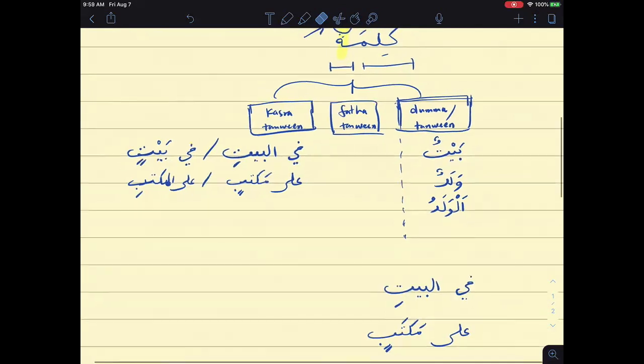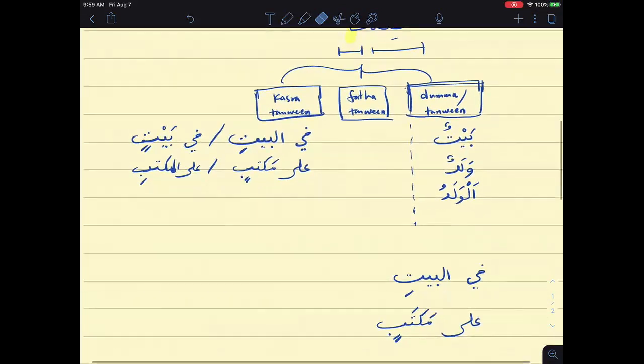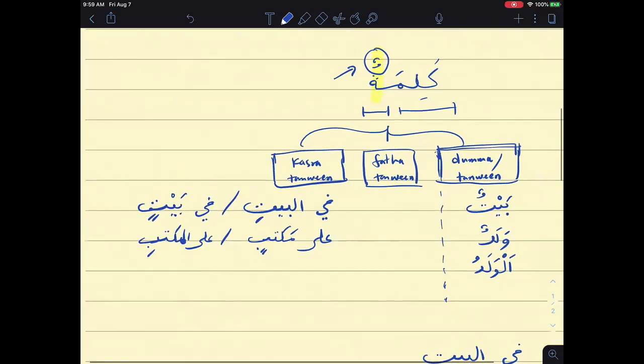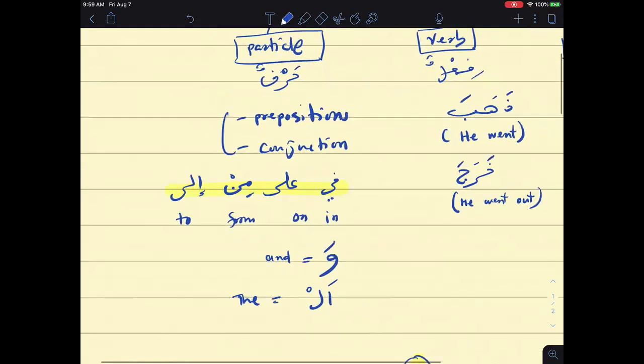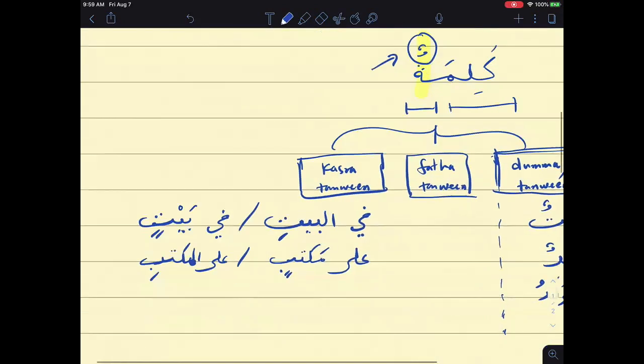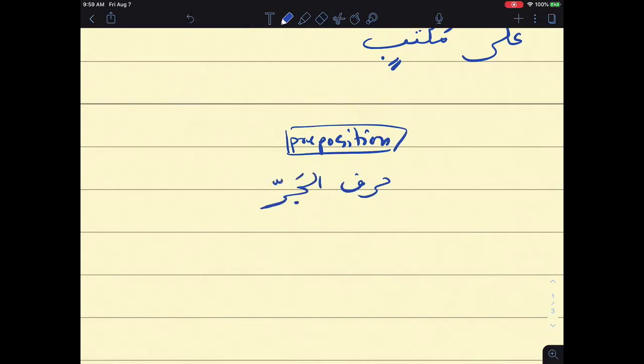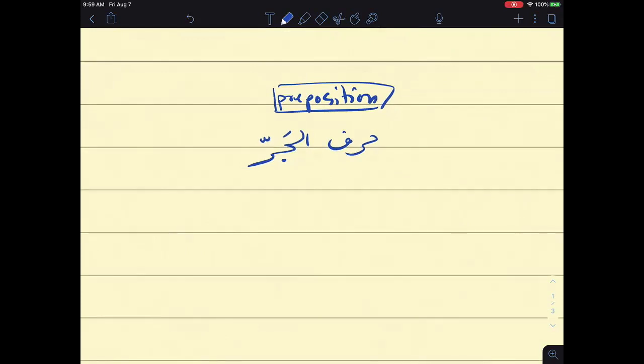So for all of this I'm saying right now, if you understand the dhamma, fatha, and kasra, alhamdulillah, you're in good shape. Just one more thing that the book will teach you. I'm going to teach you this term: what do you call prepositions in Arabic? The preposition in Arabic is called harful jar. Harf is one letter, or you can say huruf, but harful jar is fine. That means preposition. Sometimes you might also hear huruful jar, which is the plural.